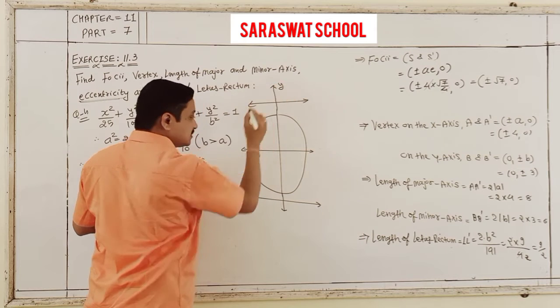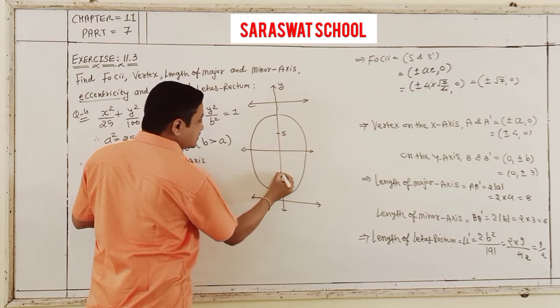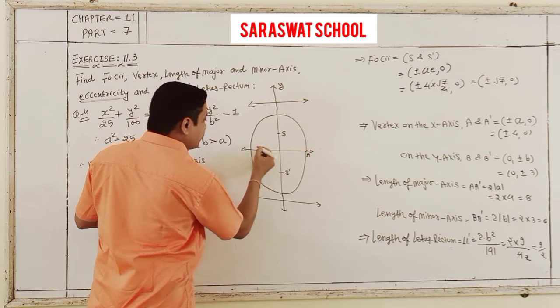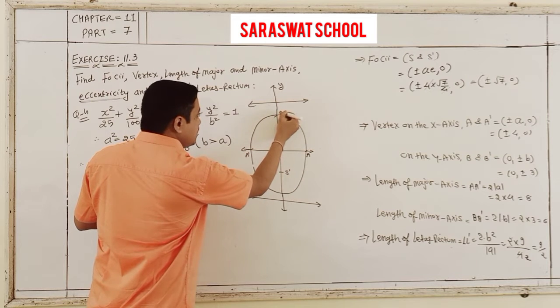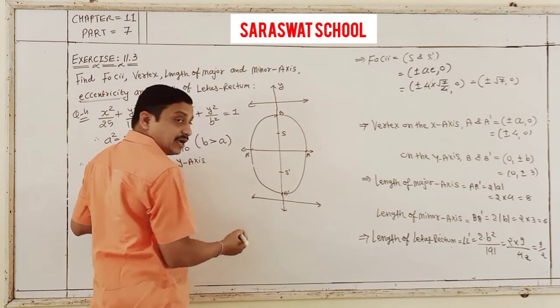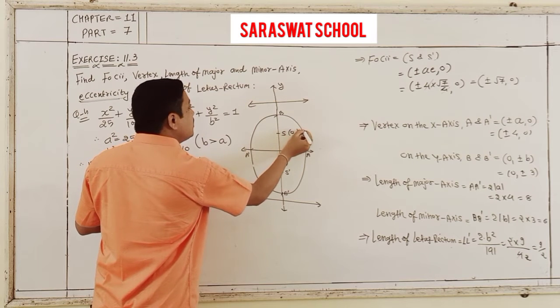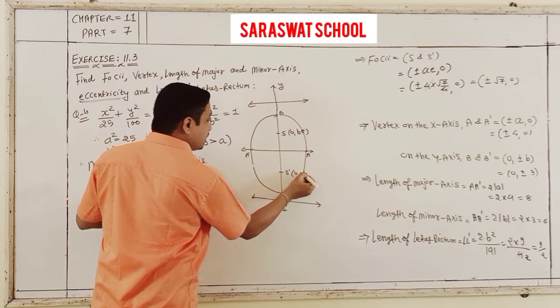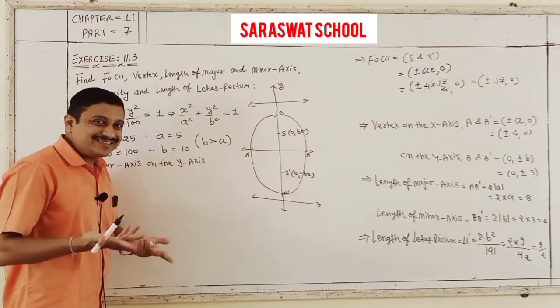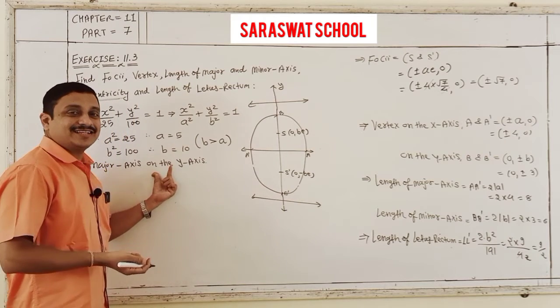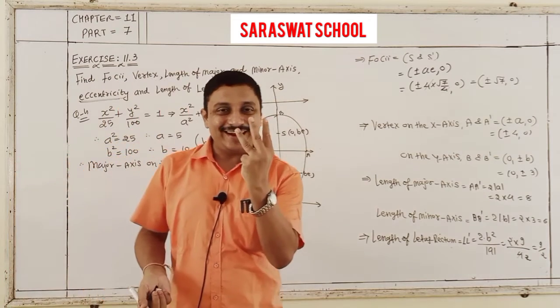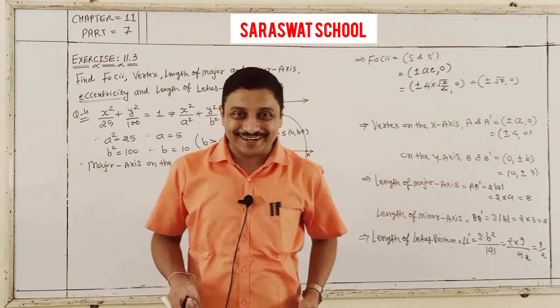That y-axis. Here focus S and S dash, that A dash, B dash. And focus, you know that 0 comma B, 0 comma minus B. Very easy. And major axis y-axis related, I go to again write down the formula number 3rd.